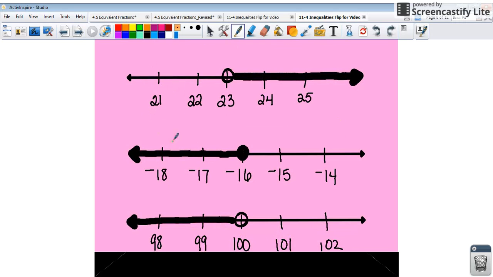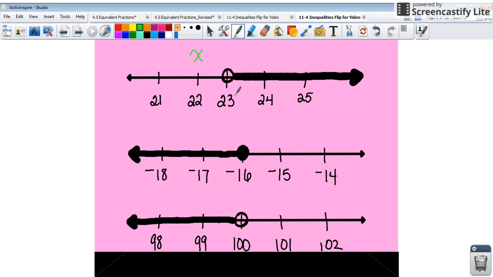The last thing we're going to talk about is taking a graph and writing an inequality for it. So now you have the choice. You can use any variable you want. Okay, I'm a big fan of the x, so I'm going to use x. It's an open circle, so I know it's going to be a greater than or less than. And I'm looking at the direction that it's shaded. It's shaded to the right.